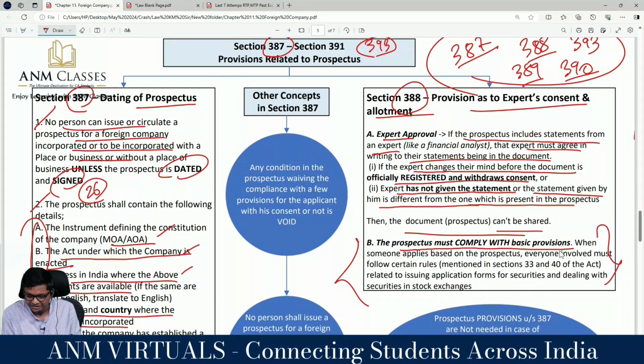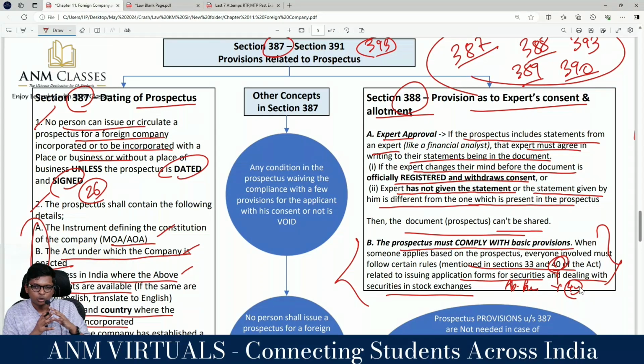The prospectus must comply with basic provisions, sections 33 and 40 of the Act. What is 33? Abridged prospectus. Section 40 is the minimum allotment of securities relating to the application form dealing with security application. Actually, section 40 is application to the stock exchange, and 39 is allotment, sorry, my bad. 40 is application to be dealt, and underwriting.